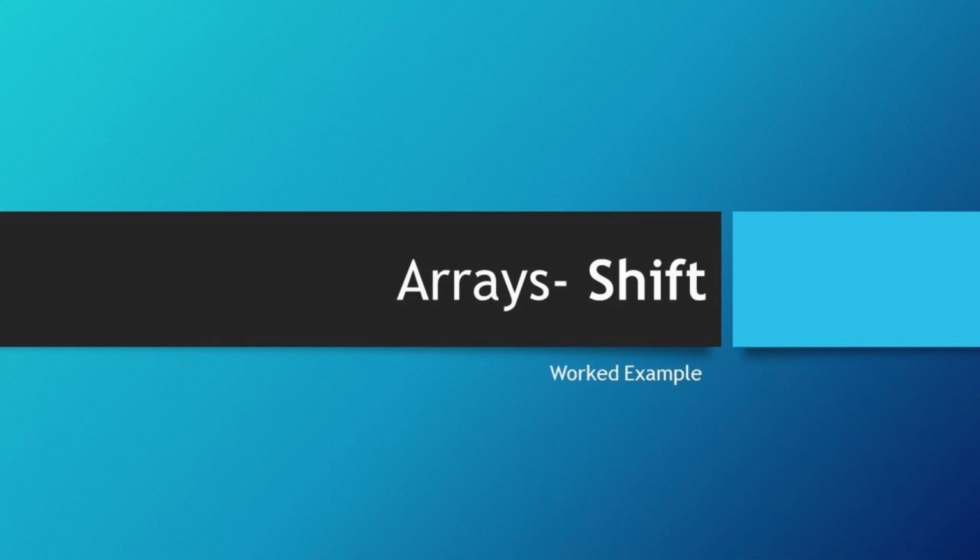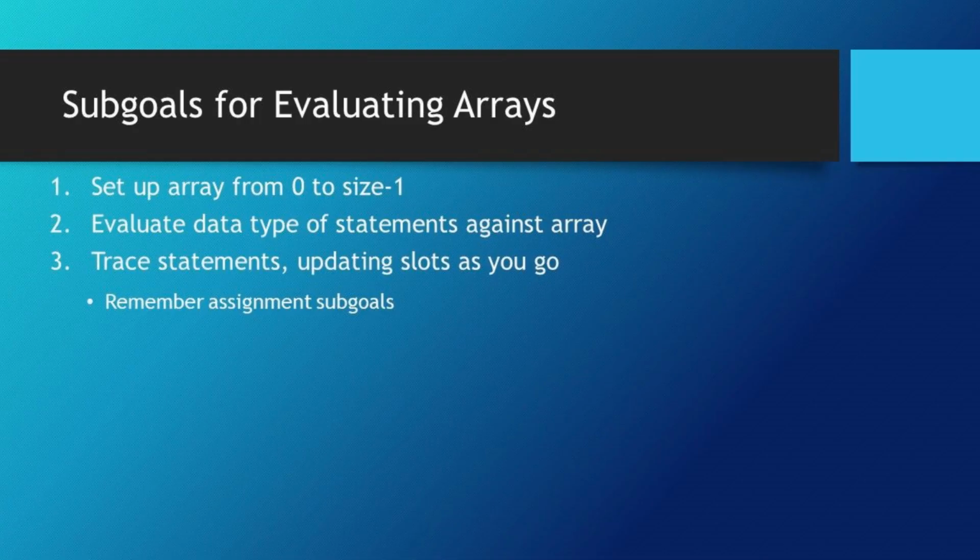In this video, we will examine a worked example demonstrating how to shift the values within an array. Here are the subgoals for evaluating arrays. First, we set up the array from 0 to size -1. Then, we evaluate the data type of statements against the array. Finally, we trace the statements, updating the slots as we go.